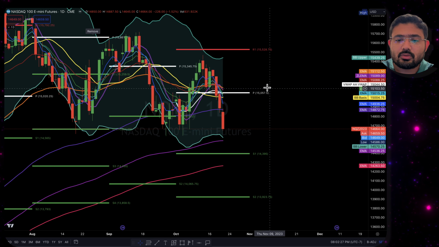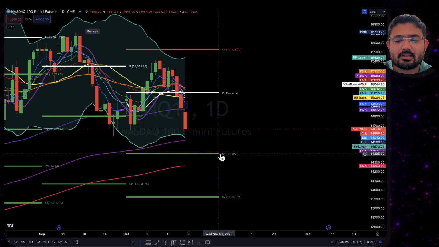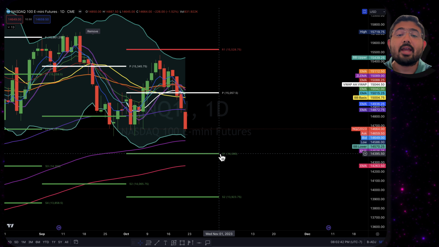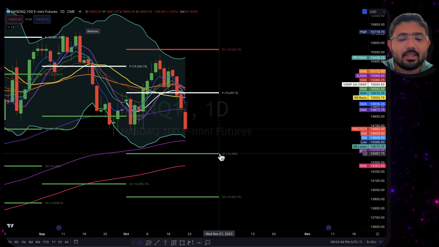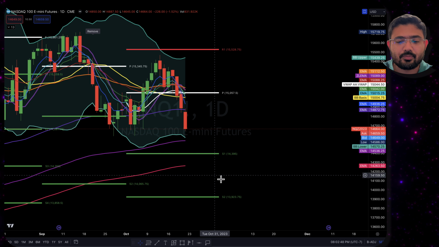I want to say briefly that I use pivot levels a lot in my trading. So these are the daily pivot levels. On the daily time frame, S1 is going to act as a very good support, in my humble opinion. So be very mindful of that, and I just wanted to highlight those.